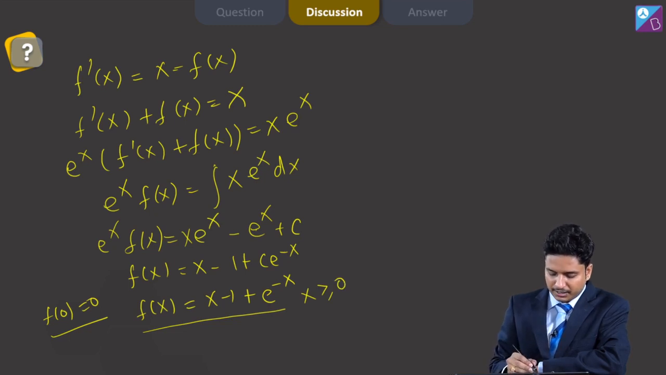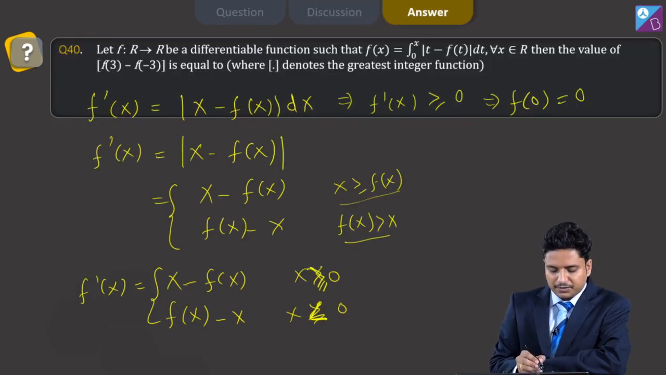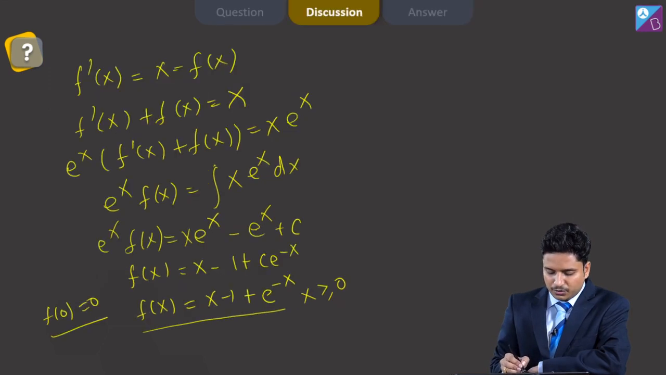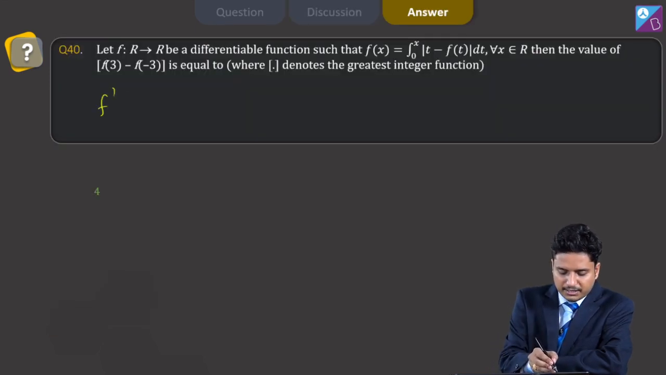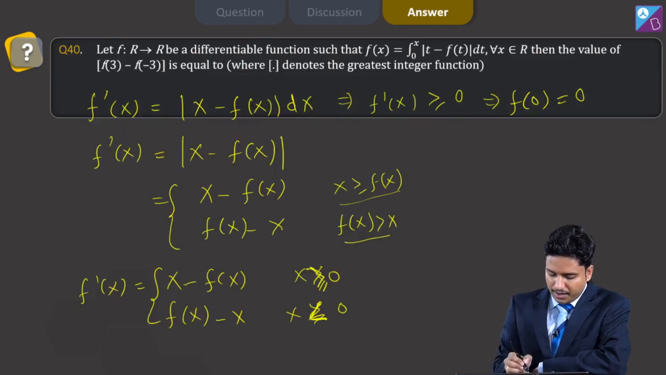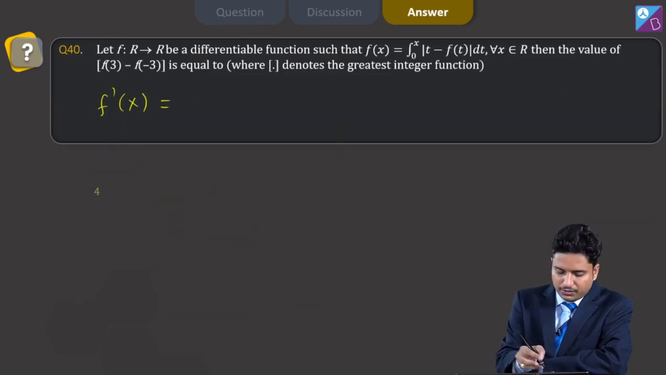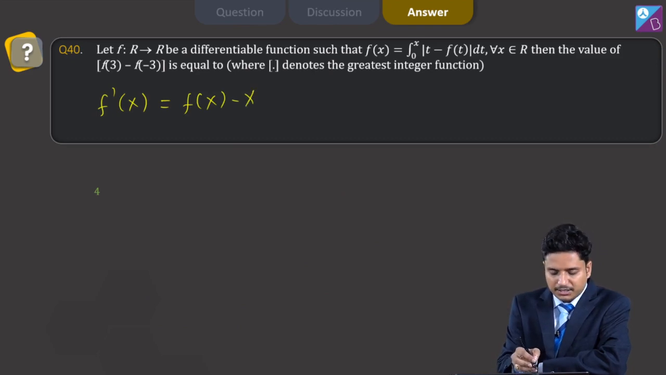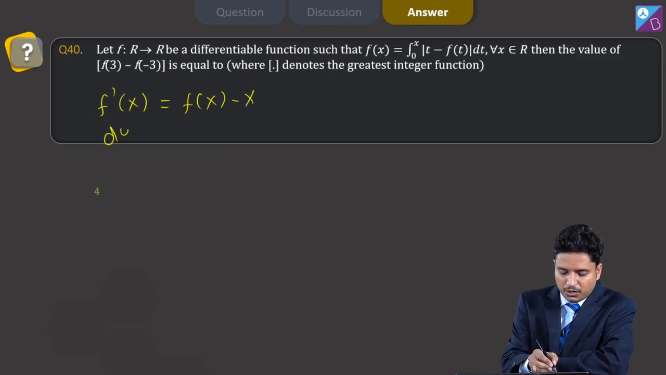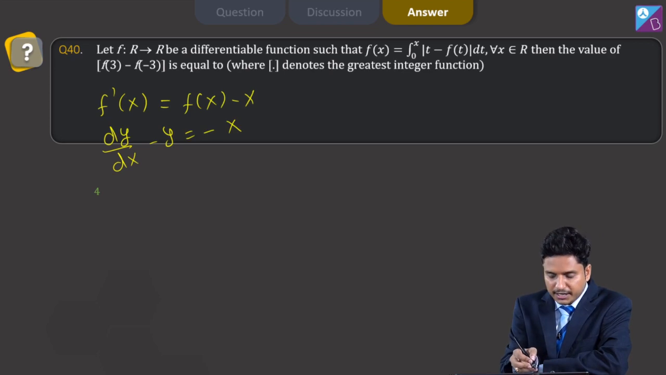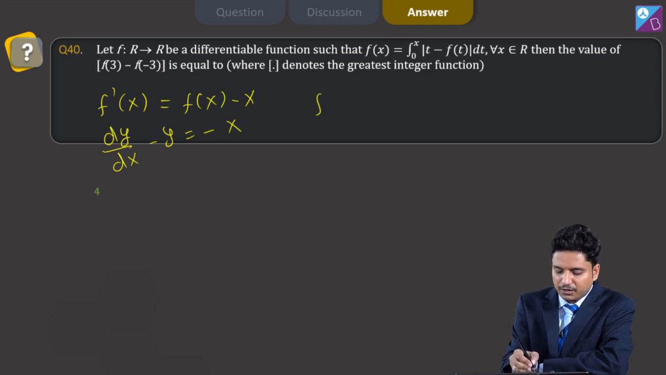Now the next section, f dash x was fx minus x for x less than 0. So f dash x is equal to fx minus x. In this case, if you try to solve, dy by dx minus y is coming out as minus x, and if you solve it using the linear differential equation, the function will be equal to x plus 1 minus e raised to power x.